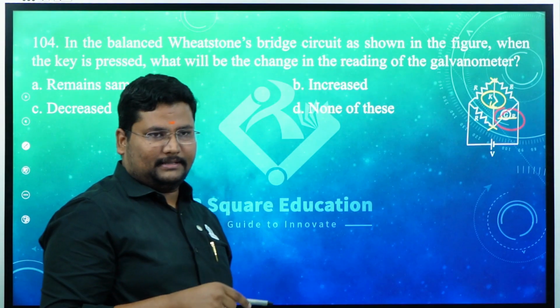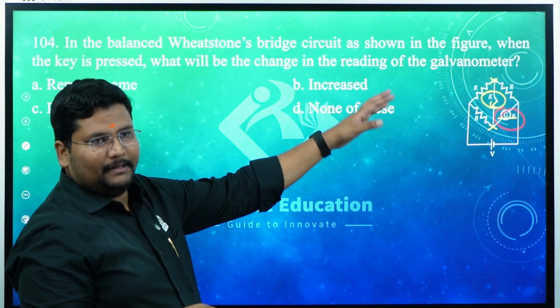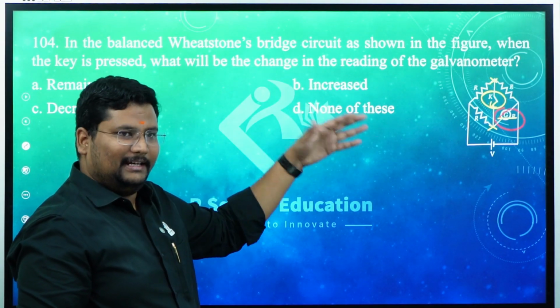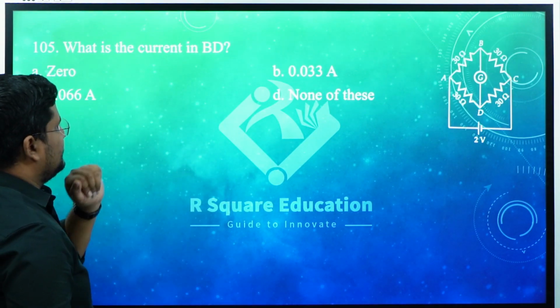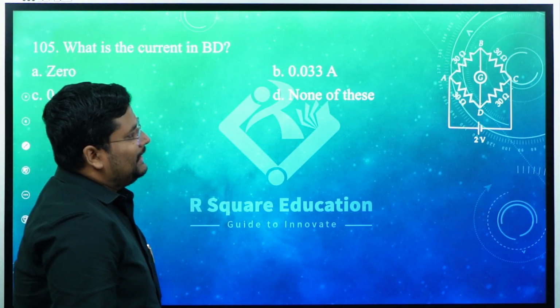So, when the key is pressed, will there be any change? No change, because that is not going to affect any of the current. So, it remains same. See this question. What is the current in BD?